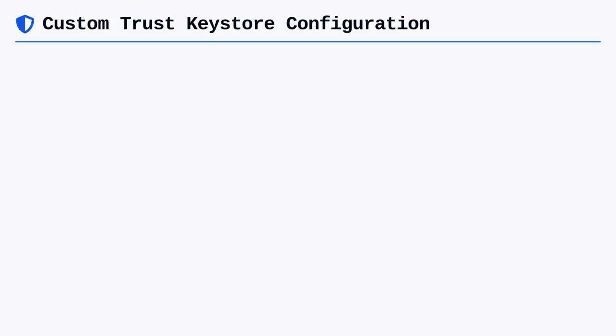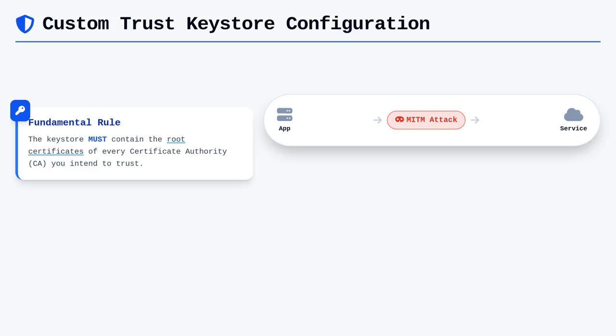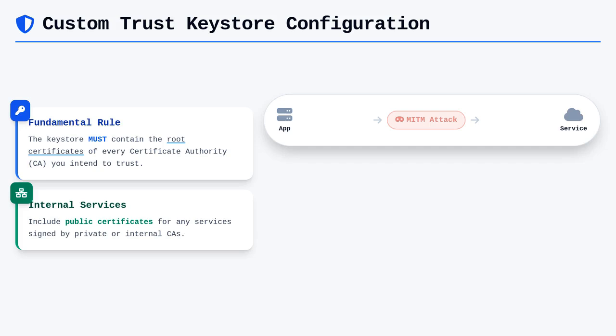When configuring the custom trust key store, you must ensure that it contains the root certificates of any certificate authority you intend to trust. This is the mechanism that prevents man-in-the-middle attacks where an intruder might attempt to present an illegitimate certificate during a connection attempt. If your internal applications communicate with other secure services, the trust key store must include the public certificates of those services if they are signed by a private or internal CA.